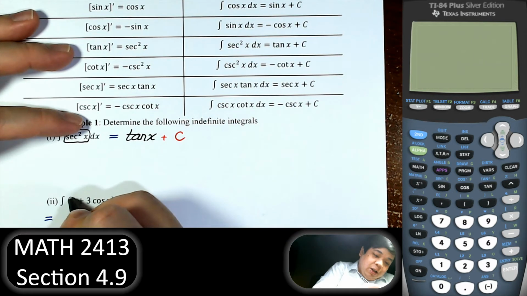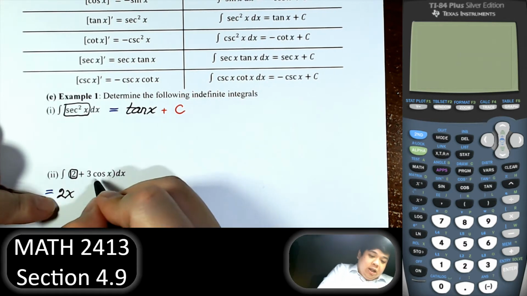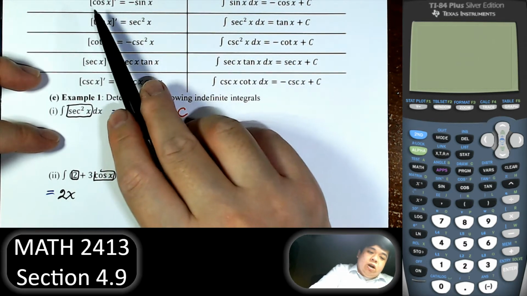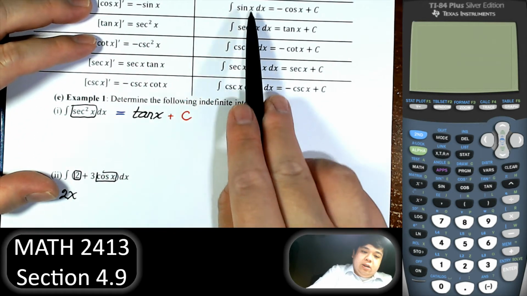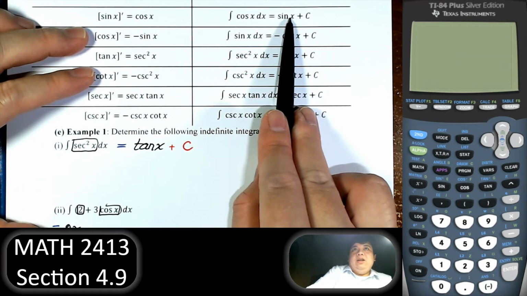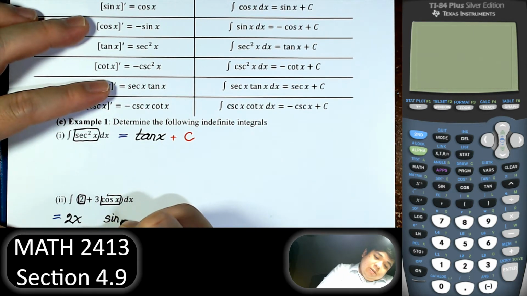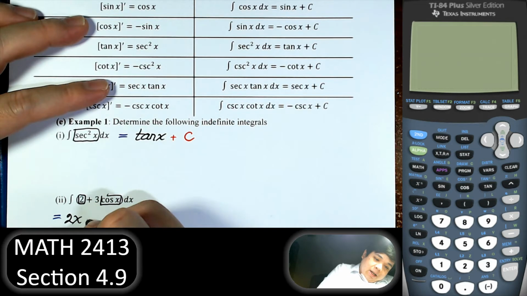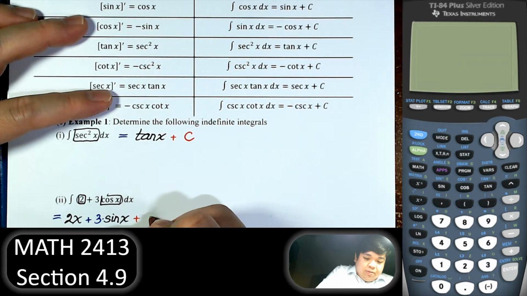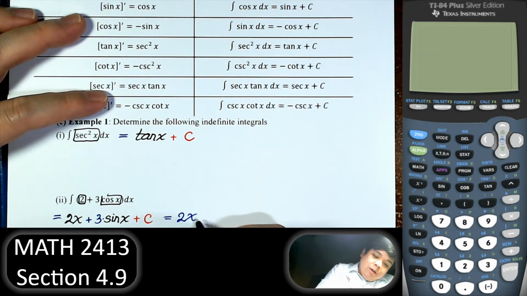Next, we'll take the integral of the constant. That is the power rule. For 2, we will stick an x to it. Integral of cosine is going to be sine. So the integral of cosine is sine, and there's a constant multiplier, so we write 3 sine. To make sure we have all the antiderivatives, plus c. So this is just equal to 2x plus 3 sine x plus c.